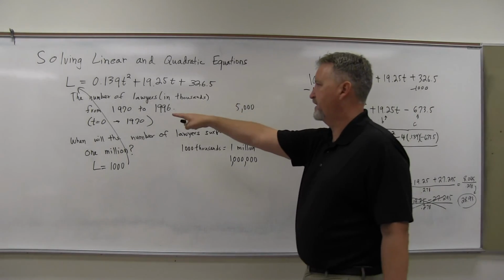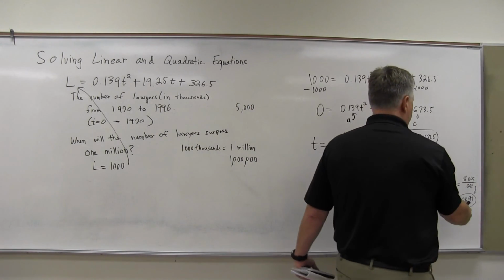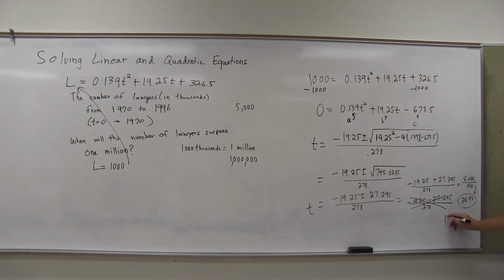What would that mean as far as the year goes? Well, the year starts in 1970. With 28.93, I better add 29 to the 1970. So that'd be 1999.